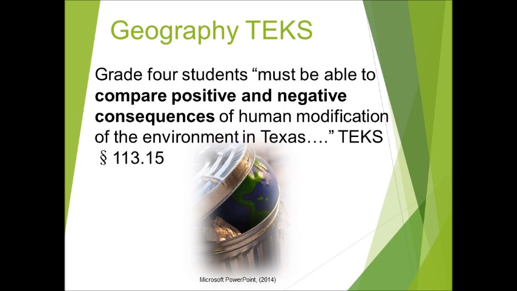According to the Geography Texas Essential Knowledge and Skills, Grade 4 students must be able to compare positive and negative consequences of human modification of the environment in Texas, past and present, both governmental and private, such as economic development and the impacts on habitats and wildlife, as well as air and water quality.